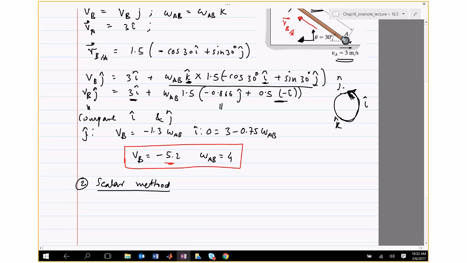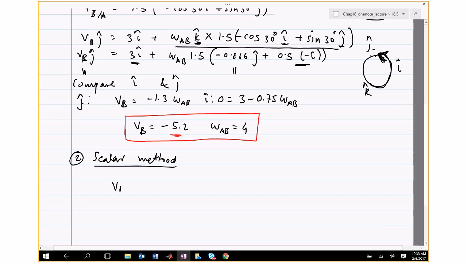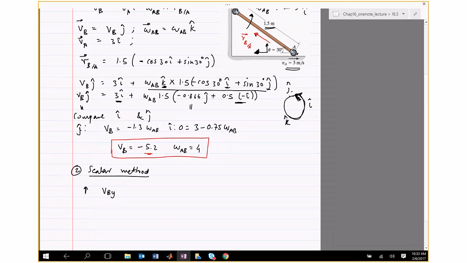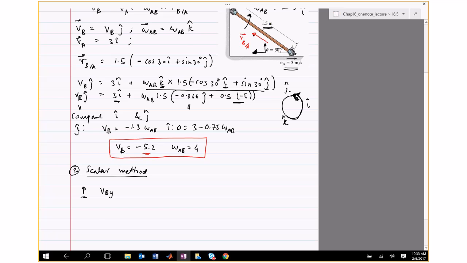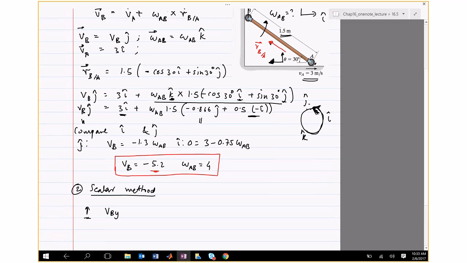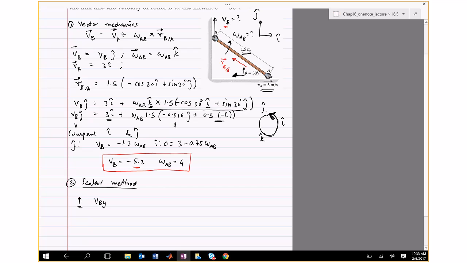Okay, for the scalar method, what we'll do is look at the x component on both sides and equate the two. Look at the y component on both sides and equate the two. Just similar to how perhaps in high school you did forces in the x direction and forces in the y direction and equated them. It's very similar to that. So velocity of B in the y direction. We equate things in the y direction, so I'll denote it by this arrow.